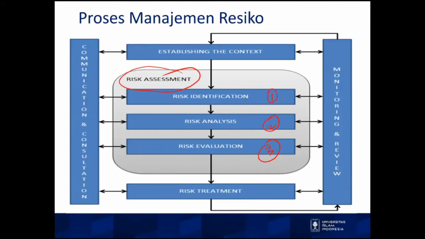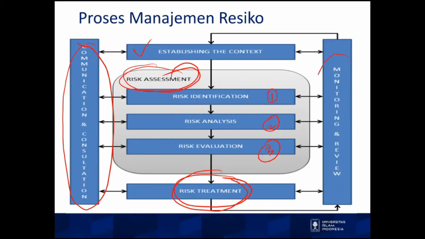And then the last one is risk treatment. Well, we do the process of risk management from establishing the context, doing risk assessment, and risk treatment. Okay, it should be communicated and consulted with the expert or any related stakeholder, and also need monitoring and review as well.